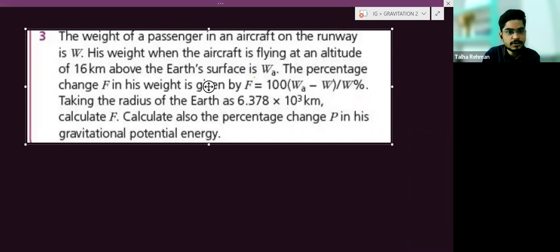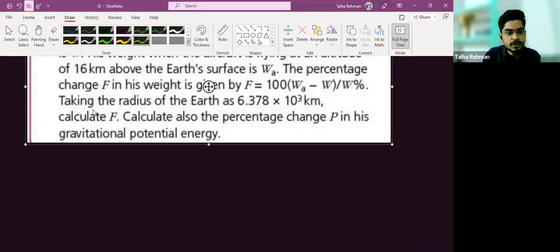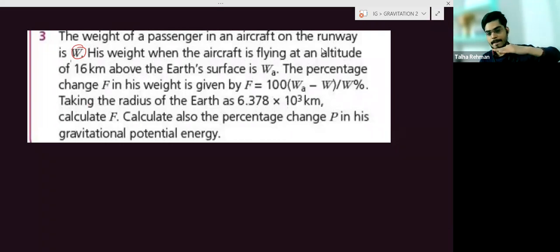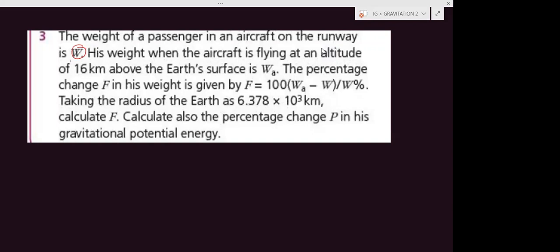This W is the weight on the surface of the earth, you can say, or on the runway. Runway is on the surface of the earth, na? Have you seen the runway, na? So the runway is on the surface of the earth. Suppose, imagine like this.